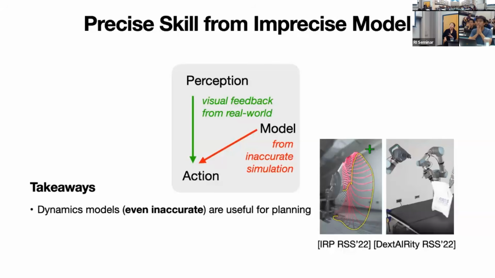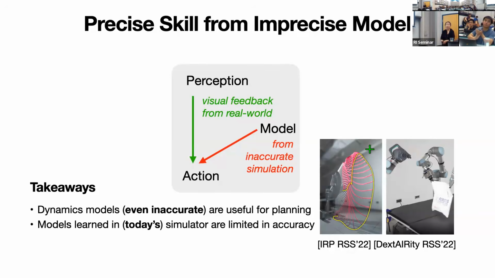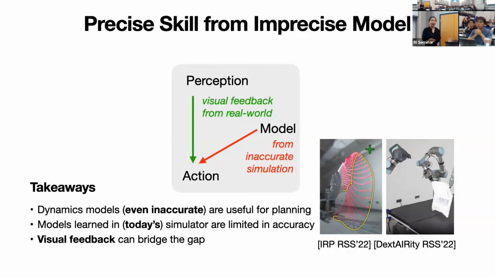So to summarize, both IRP and DextAIRity show us that learning a dynamics model, even an inaccurate one, can be useful for robot planning. We also clearly see that the models learned in today's simulators are very limited in their accuracy. But in both projects, we also show that we can use visual feedback to train a closed-loop policy that potentially bridges this gap.